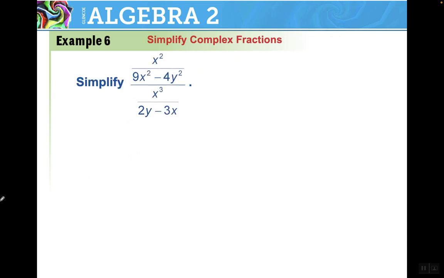Okay, last thing. I know this is long. Like I said, we're already on example 6. We're just going to simplify complex fractions. This is nothing new other than the way that you have to think about it. Usually people get scared of this, but I know you've been doing complex fractions for a long time. So we're going to just take that numerator and rewrite it.